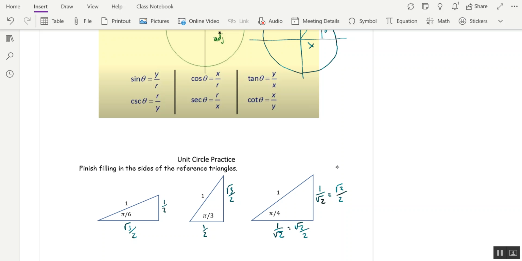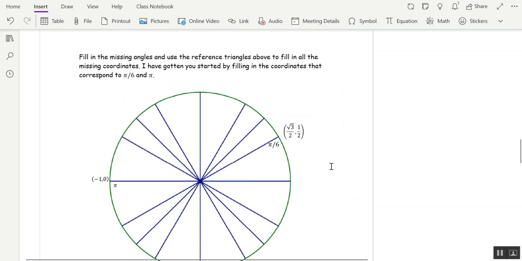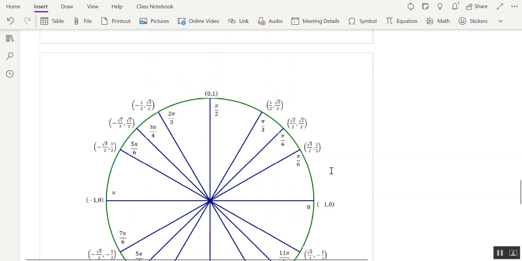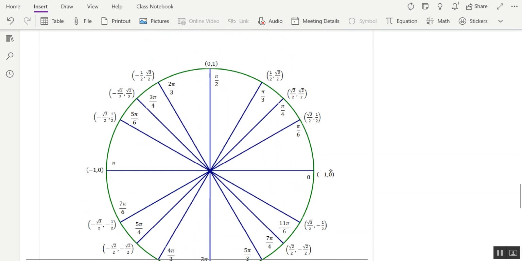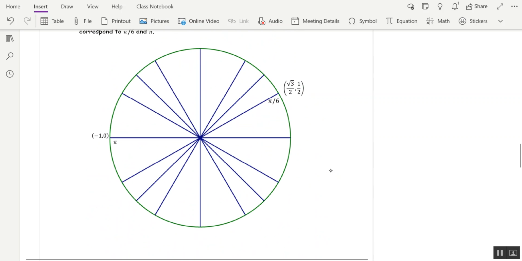Using those 3 triangles, you can literally fill in the whole unit circle. And so there's a key on the next page. You can see I've filled in all the angles around the circle and the coordinates corresponding to each angle. You have to be able to do that. And it's not as much memorization as you'd think. All right, so let me just walk you through some of that.